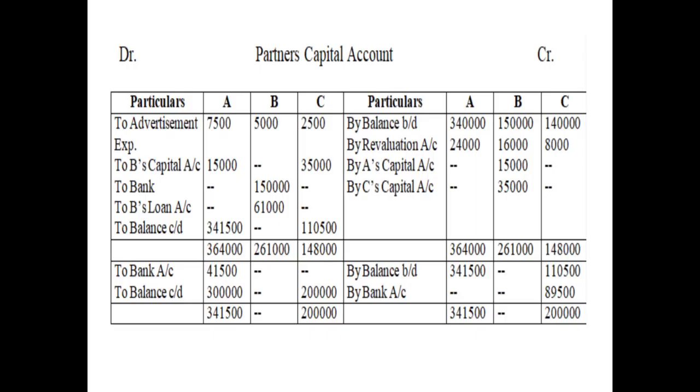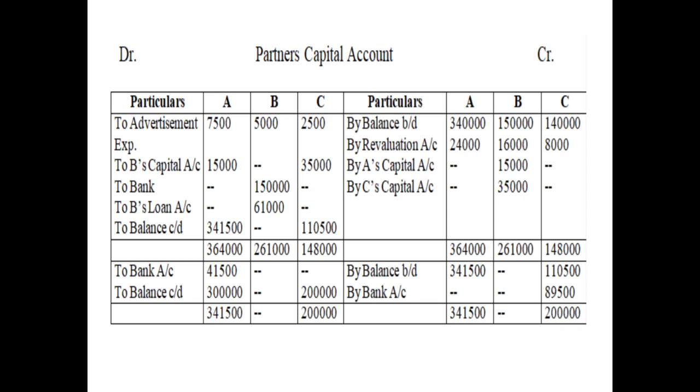Now this is the partners' capital account. On the credit side we have shown the opening balances as given in the balance sheet liabilities side. By balance brought down: A 3,40,000, B 1,50,000 and C 1,40,000. Then whatever increases their capital is shown on the credit side, that is the revaluation profit: 24,000 in A, 16,000 in B and 8,000 in C. Then the capital of B increases by his share of goodwill given by the gaining partners, that is by A's capital 15,000 and by C's capital 35,000.